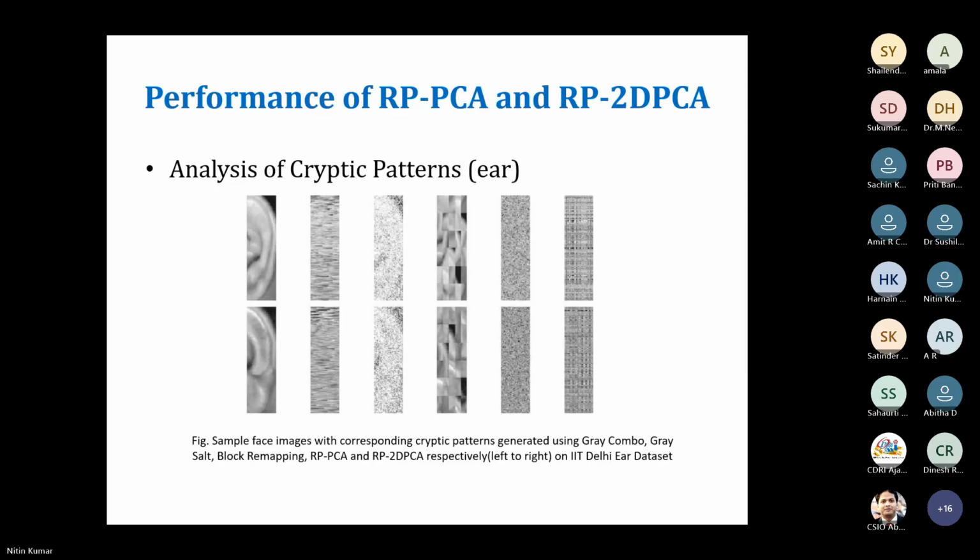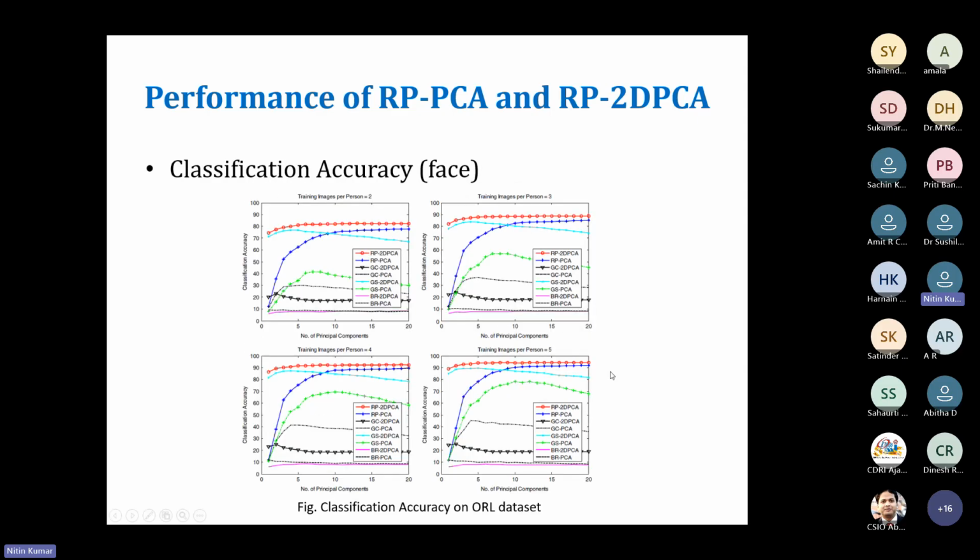Then for the ear images, very similar results, and these are some of the results that we have got on different databases with different training images. When we use this approach for only 2 images per person, a very small number of images, we still got very high accuracy with the help of random permutation 2D PCA. For 1D PCA, the accuracy was increasing as we increase the number of principal components.